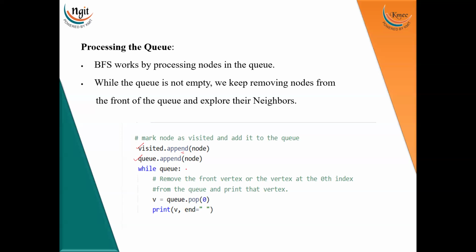And while the queue is not empty, here we are going to remove the front vertex, the vertex at the 0th index, from the queue, and then we are going to print that vertex. So here we are popping and simply printing that node.